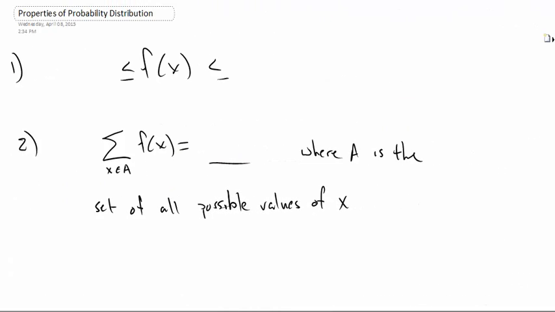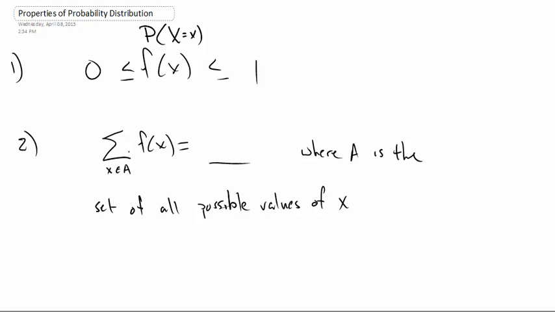Some properties of a probability distribution. This is true for discrete random variables, as well as continuous random variables, which we'll look at, that share these properties. So the values for f(x), that is the values for the probability that X equals a particular value, have to be between 0 and 1. We saw that in our study of probability.